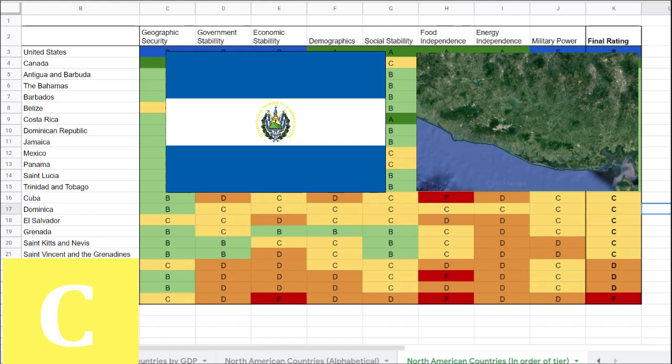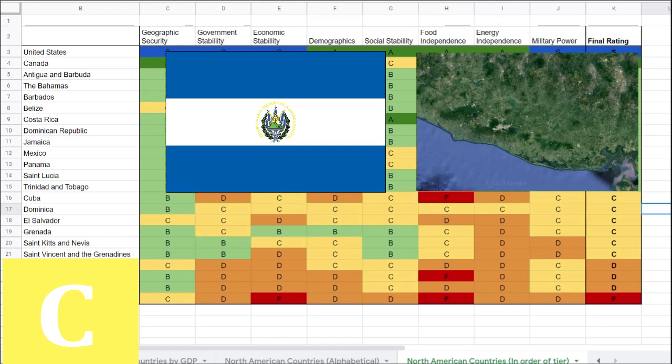But social stability is C. It's a former Spanish colony. What else can you say? Food independence, though, is D. It imports its food. I don't know. Really don't have anything else to say. Energy independence is also D, and its military power is C. Its military is okay, not the best. I've seen better. So that's why it is a C tier nation, which is actually okay for a Central American nation, to tell the truth.